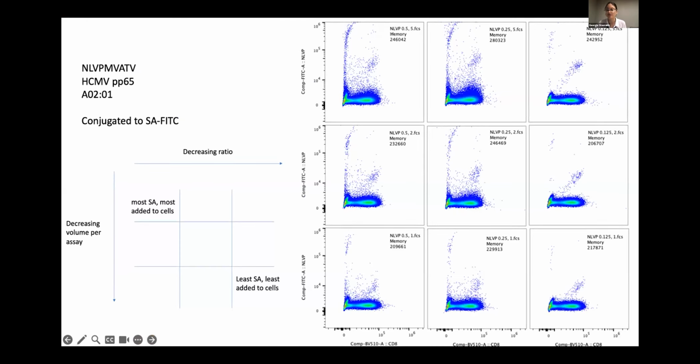So what you have, if you move horizontally along this figure, along these panels, that we are decreasing the ratio of streptavidin-fluor to pentamer. If you move down vertically, that's decreasing the volume of that pre-conjugation that we added per well. So what was very clear from these original experiments was that it was really important to actually titrate both aspects of this pre-conjugation. And from here, we could kind of pick a ratio of streptavidin-fluor to pentamer that we thought looked really nice and that we pulled out an antigen-specific population and reduced background.